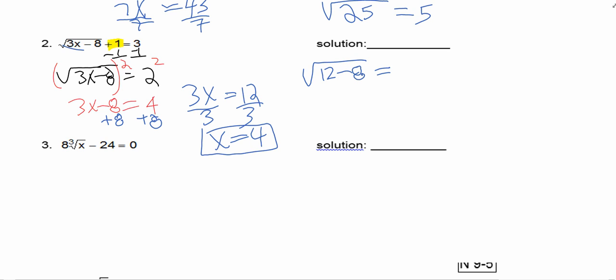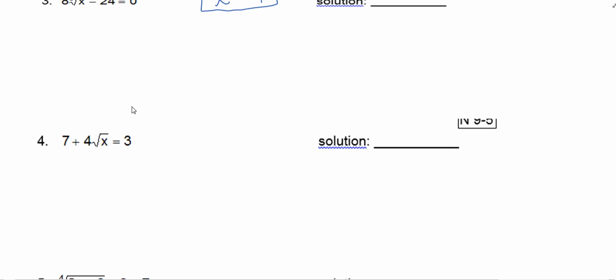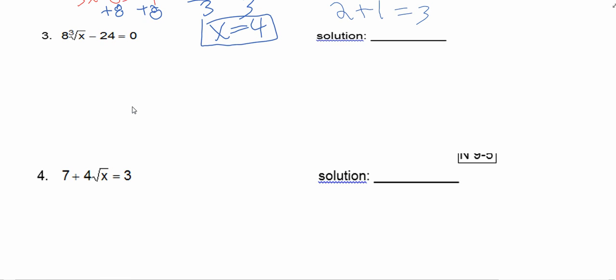plus 1 equals 3. So we have the square root of 4, which is 2, and 2 plus 1 equals our 3. So that one was a little bit easier because we didn't have the fraction to deal with. Alright, let's look at number 3. I'll erase this.